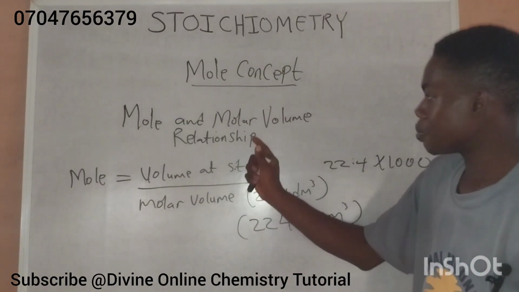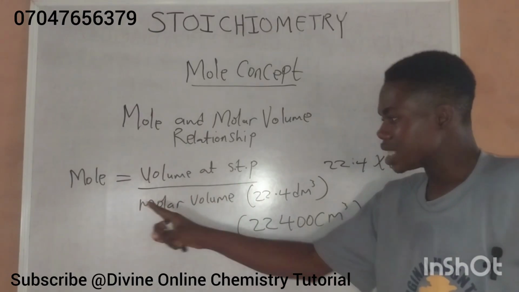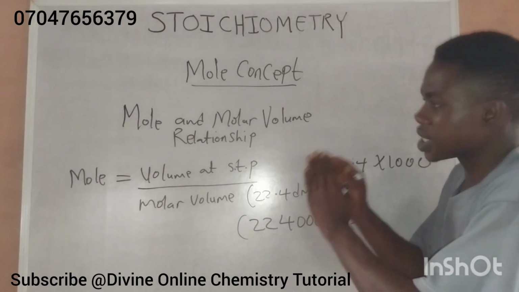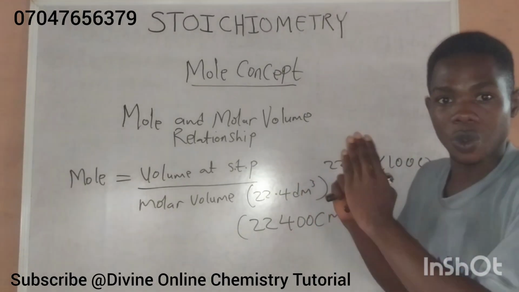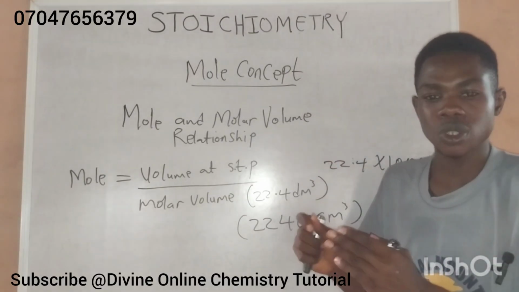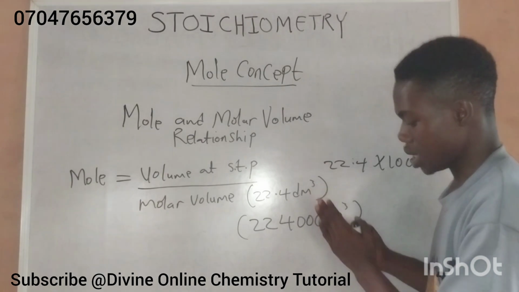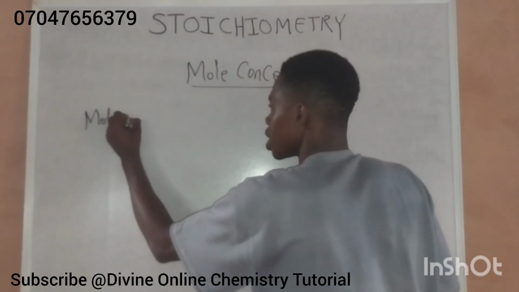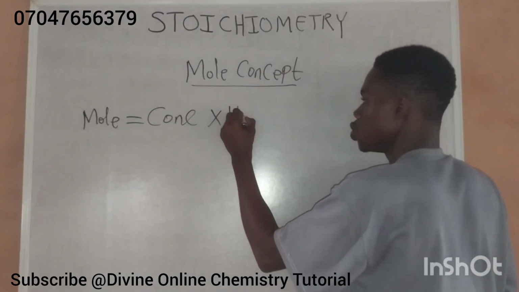So on that molar volume relationship, we have mole equal to volume at STP divided by molar volume. Now please take note of this equation. They are very helpful when calculating stoichiometry calculations. So please take note of this. From here we'll also be talking about other related formulas under stoichiometry. We have mole equal to concentration times volume.